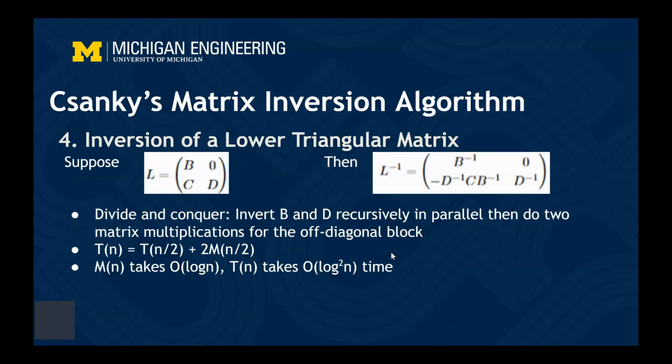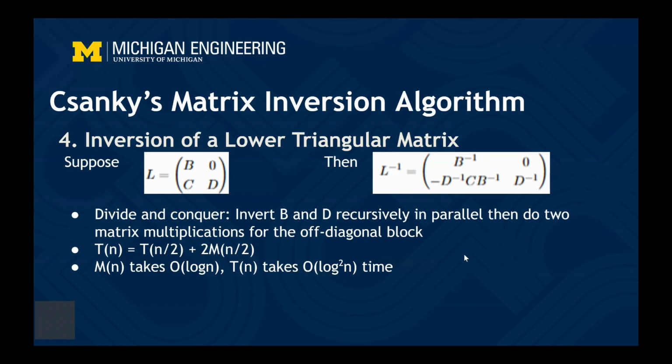The next parallel algorithm that we look at is inversion of a lower triangular matrix. It's known that any lower triangular matrix can be represented as a block matrix in the way that's shown in the slide, and then its inverse can be computed again in a lower triangular matrix format in the following block. So we come up with a divide and conquer algorithm where you invert B and D recursively in parallel. And then once you've inverted them, you do two matrix multiplications to get the off diagonal block.